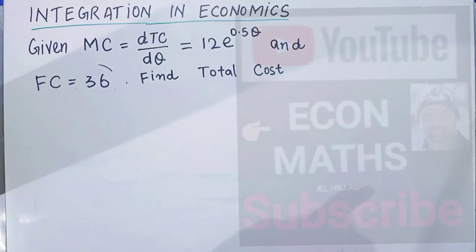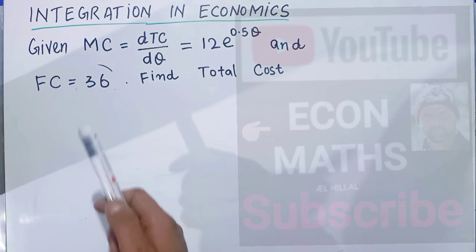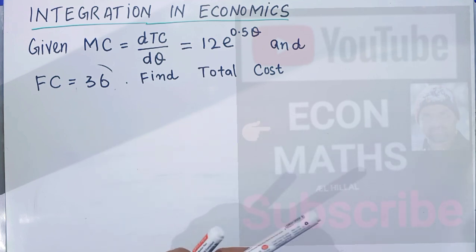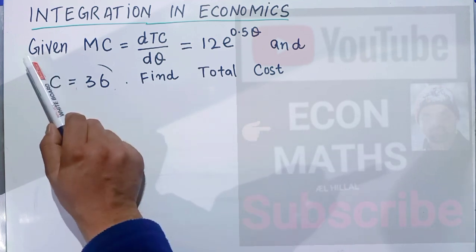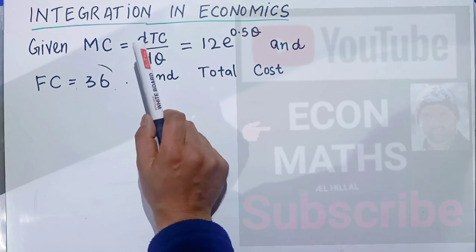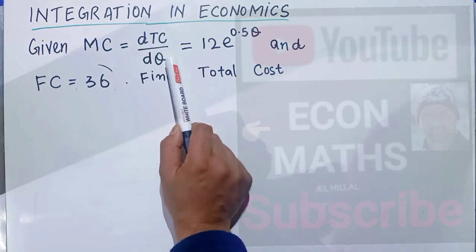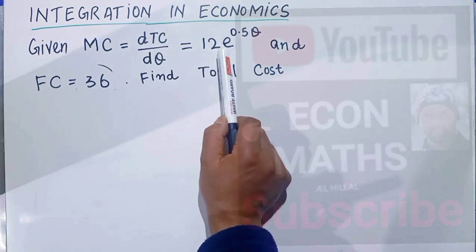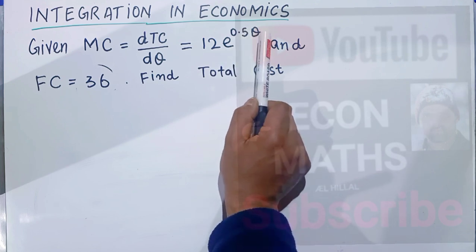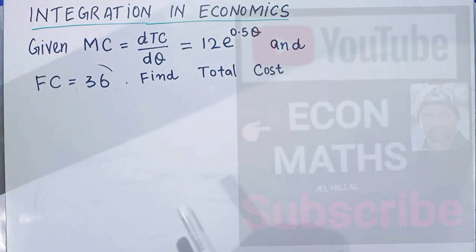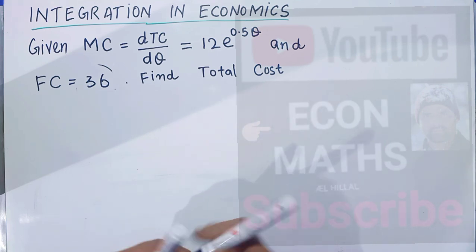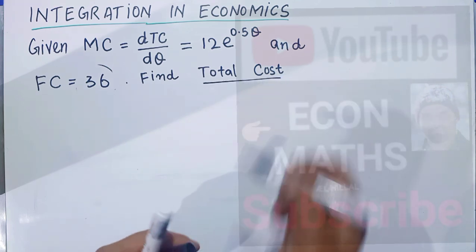In this video, we will solve a problem on integration in economics, how to calculate total cost from the given marginal cost function. The question is, given marginal cost is equal to the derivative of total cost function with respect to output, which is equal to 12 times e to the power 0.5q, where q denotes the output, and fixed cost is being given to us as 36. We have to calculate the total cost.